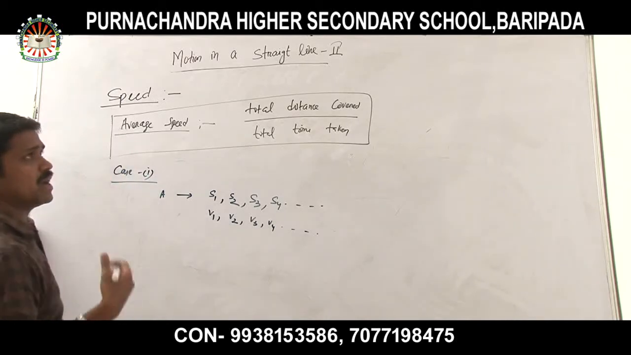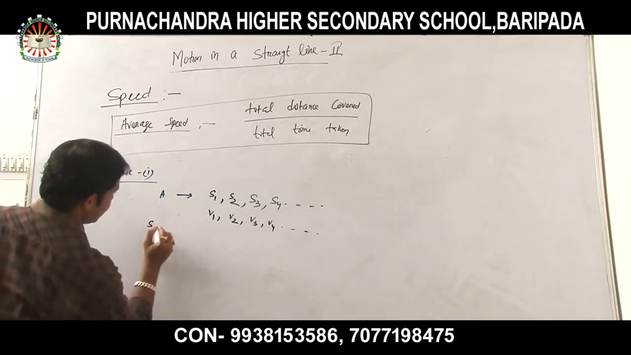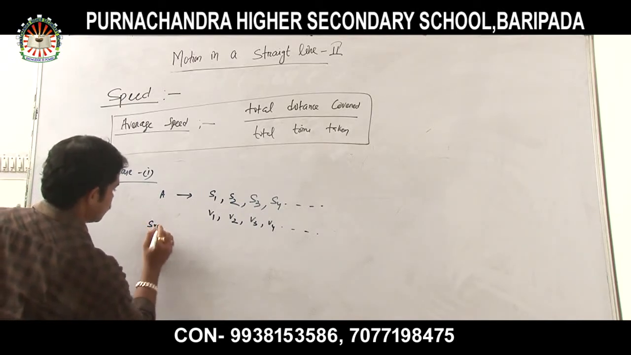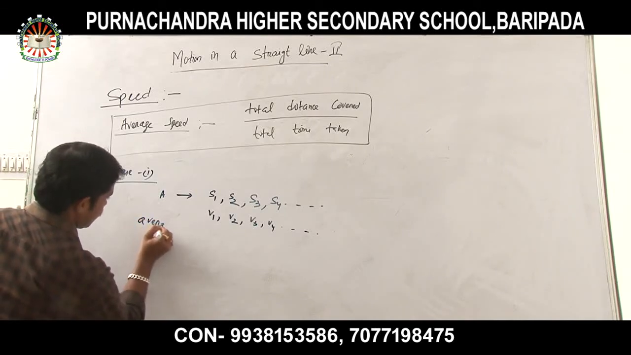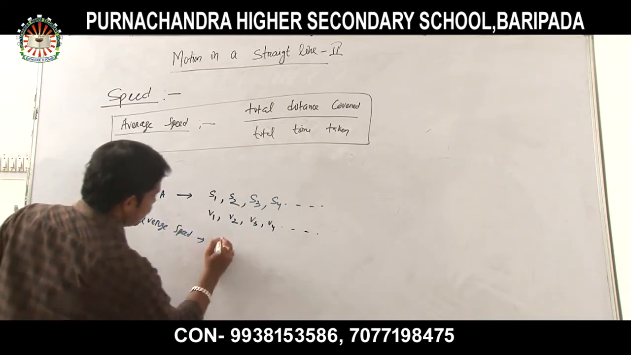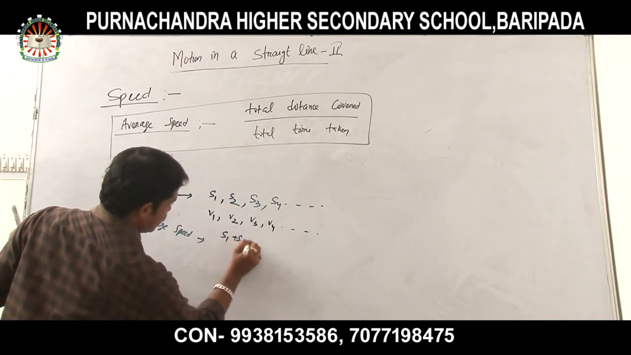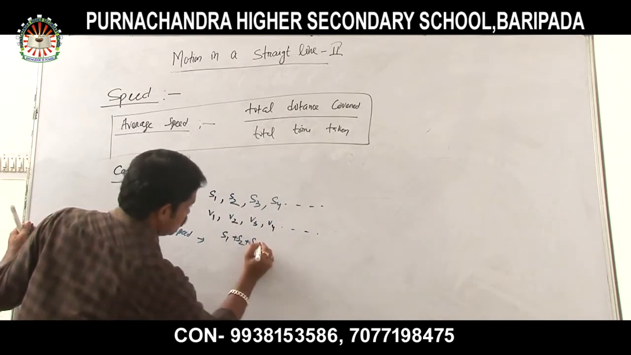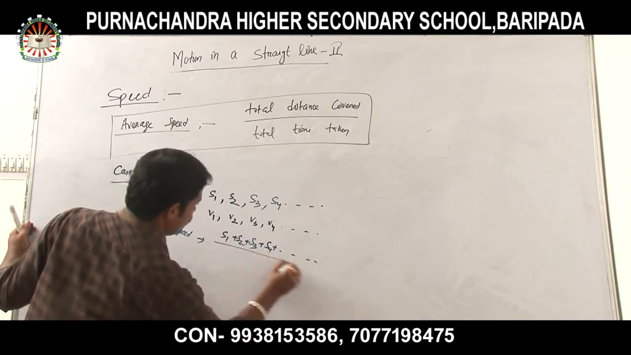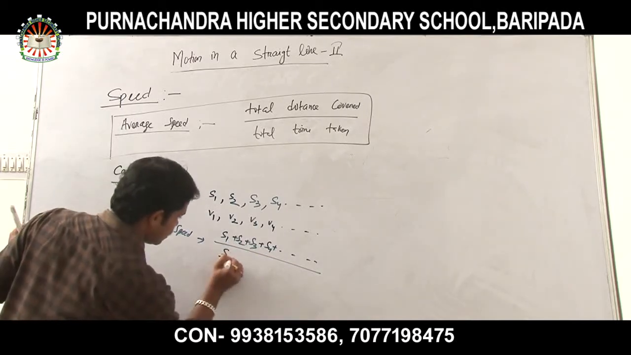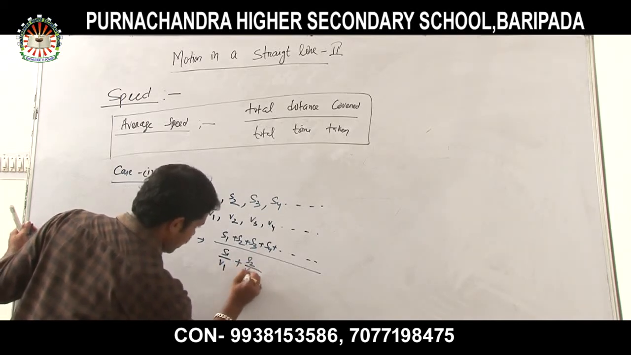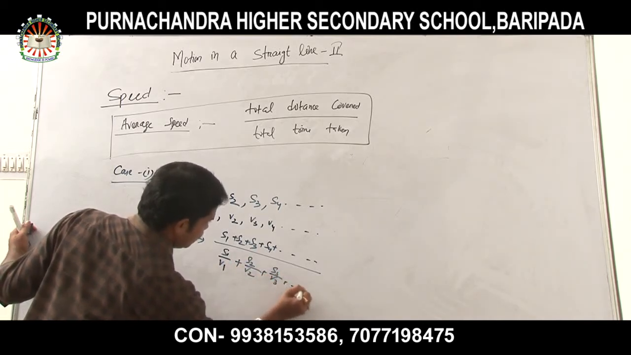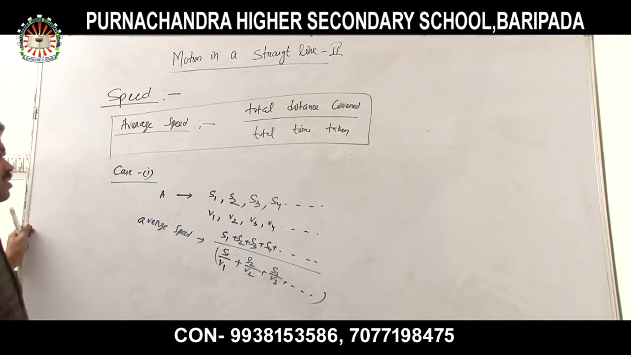Then what is the average speed? The average speed becomes S1 plus S2 plus S3 plus S4, the total summation, divided by S1 by V1 plus S2 by V2 plus S3 by V3 and so on. This is case 1. Be very careful.